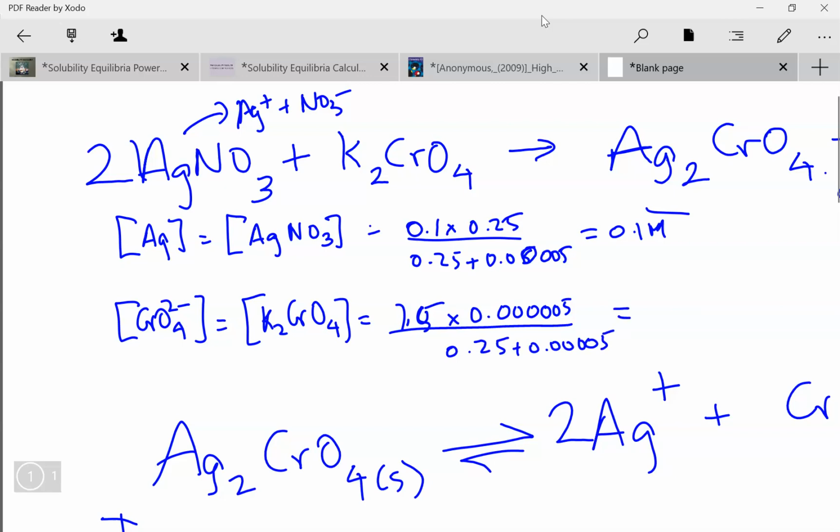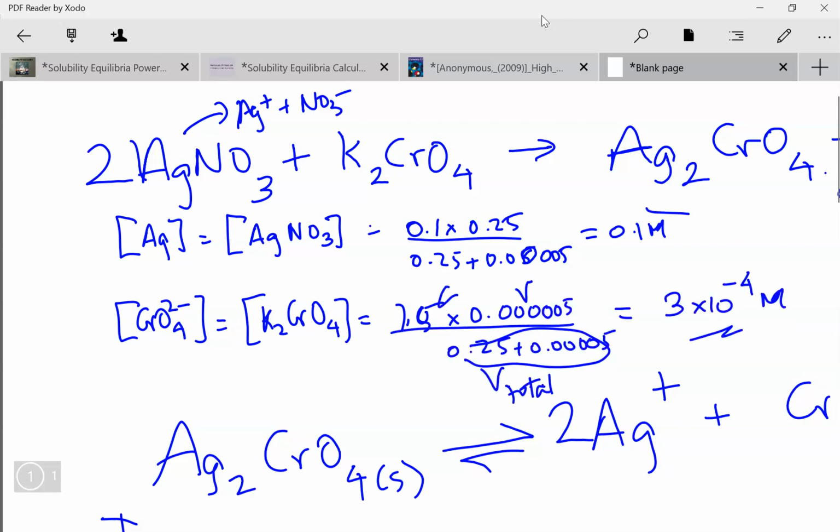Okay, 1.5 times 0.05. My new concentration of this is 3 times 10 to the power negative 4 molar, because again I've done a dilution. I've had to take concentration times volume divided by new total volume to give me my new concentration. Right, and I think I did that. Number of zeros are correct. I might be having one extra zero here, but I did the calculations right, so that's that.